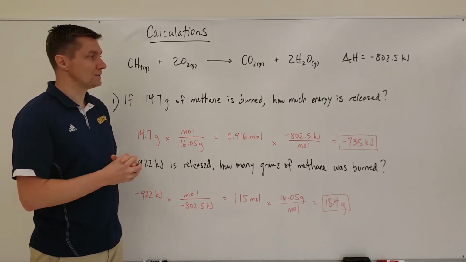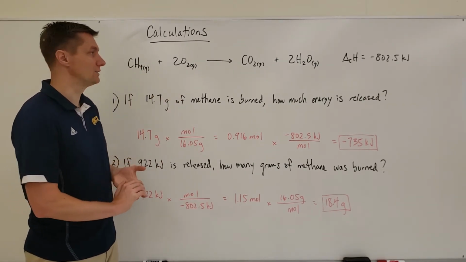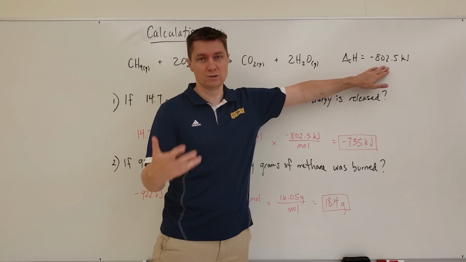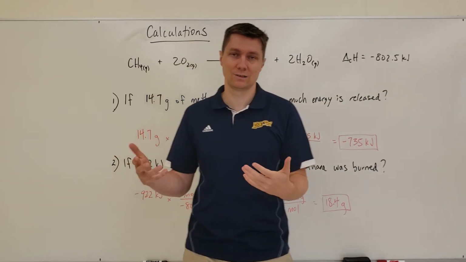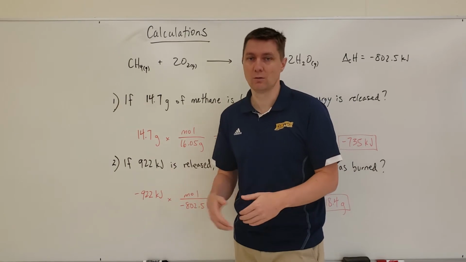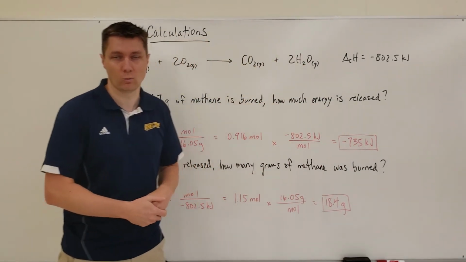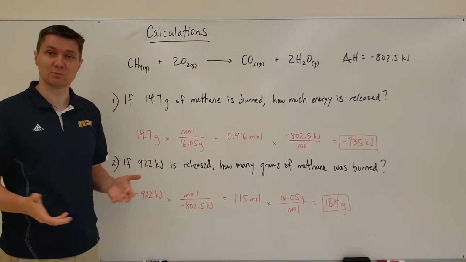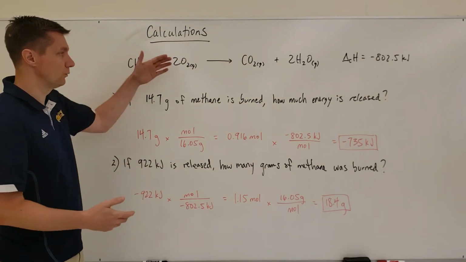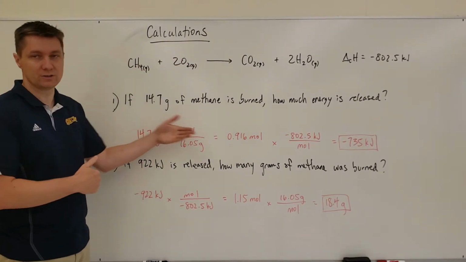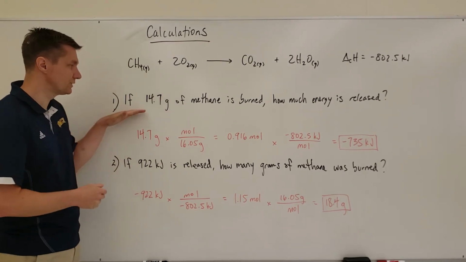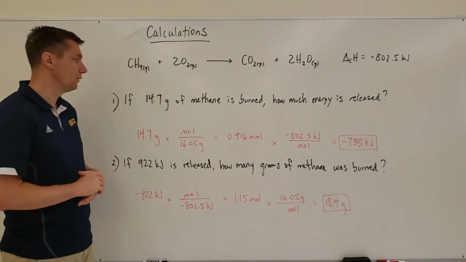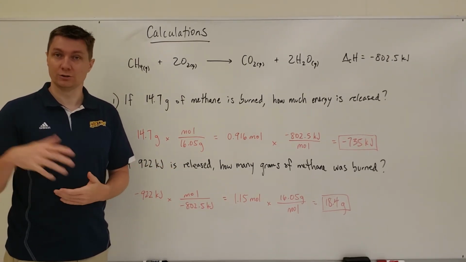So what we can say with this chemical equation is that 1 mole of methane makes this much heat. We can use this information if we're asked questions about methane particularly, or about carbon dioxide, water, or oxygen for that matter. The two questions on the board ask about methane specifically, so we have information in this equation to help us. If the question says you've got 14.7 grams of methane and you burn it, how much energy is going to be released?